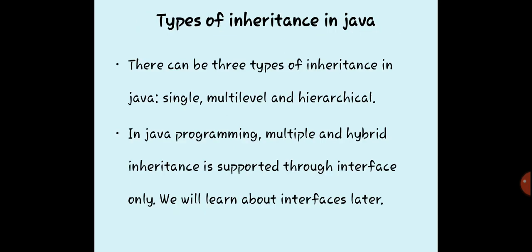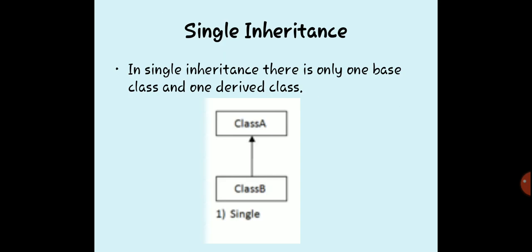When you are studying the types of inheritance, how can we remember the type? If there is one base class, it is single inheritance. This is the general phenomenon. If there are multiple base classes, it is multiple inheritance. So this is single inheritance, class A and class B. Class A is the base class and class B is the derived class. This is one base class, so this is single inheritance.